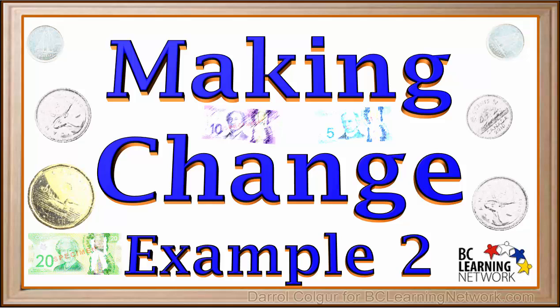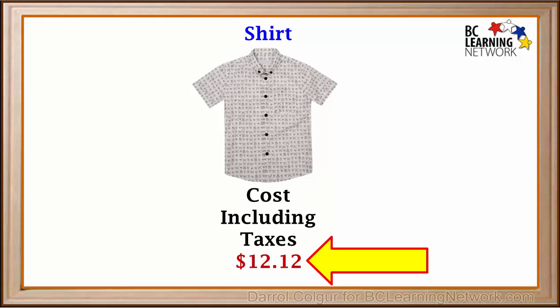When someone buys something using cash, they often pay with a coin or bill, which is worth more than the purchase and will need to get change back. Here we'll go over another example of how to give exact change that is needed. In this example, a person buys a shirt which has a cost including taxes of $12.12.